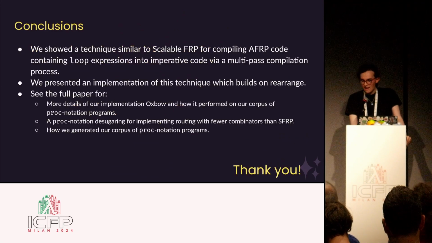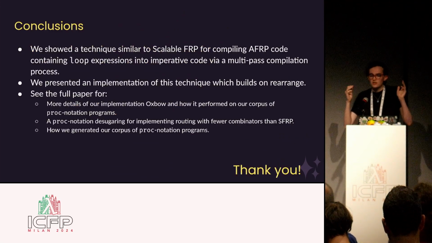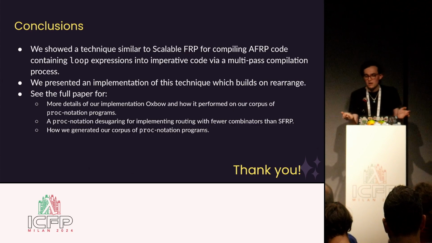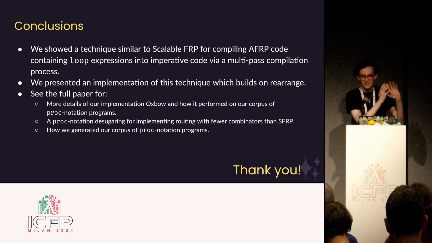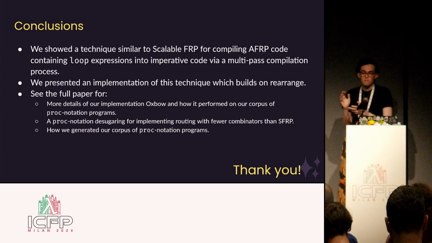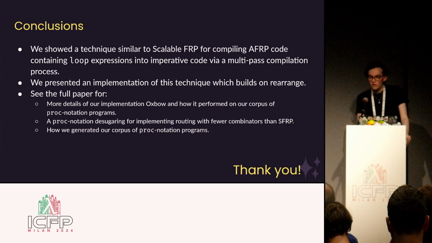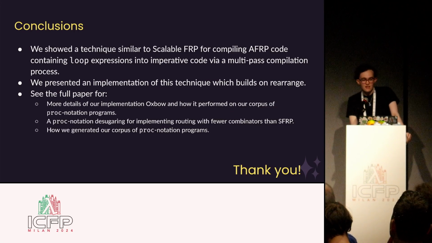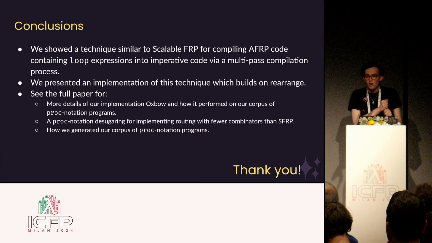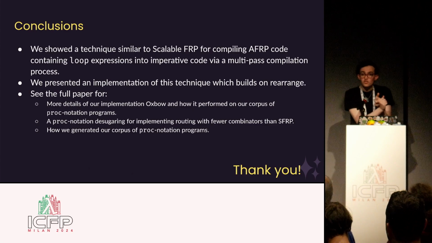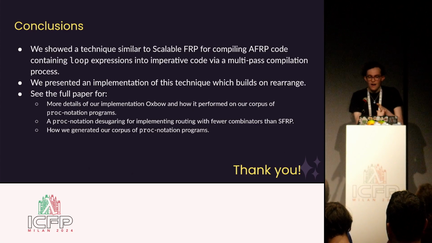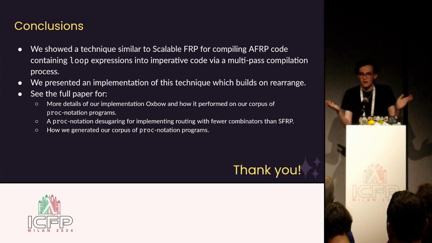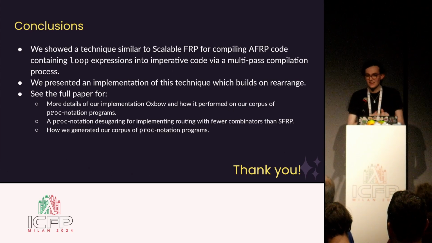So yeah, in conclusion, we showed a technique similar to Scalable FRP for taking AFRP code containing loop expressions and turning it into imperative code. And we've briefly talked about this implementation that uses this rearrange work we did. In the full paper, we have some nice stuff about exactly how the implementation works, including all of the code, well, most of the code, how we desugar proc notation, and how we generated our corpus of random programs that we built. Thank you very much for listening.